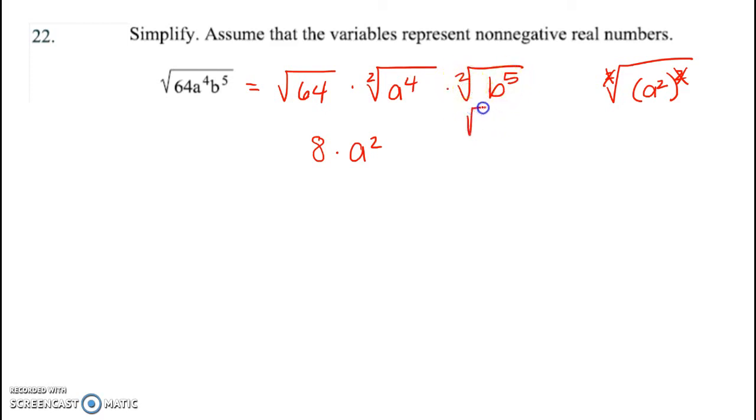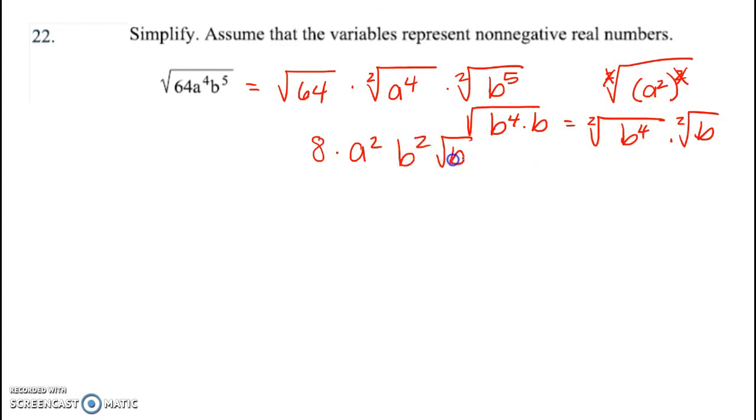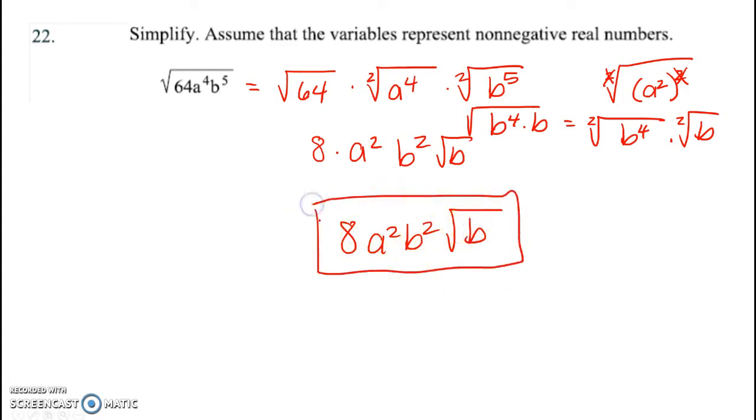So we're going to change this to b to the 4th times b, which is the same as the square root of b to the 4th times the square root of b. Okay? And the square root of b to the 4th is b squared times the square root of b. So our final answer is 8 a squared b squared, the square root of b. That's all you can do with it.